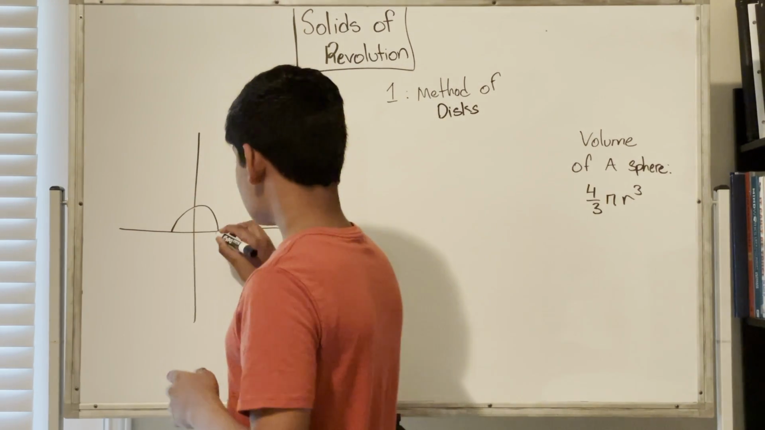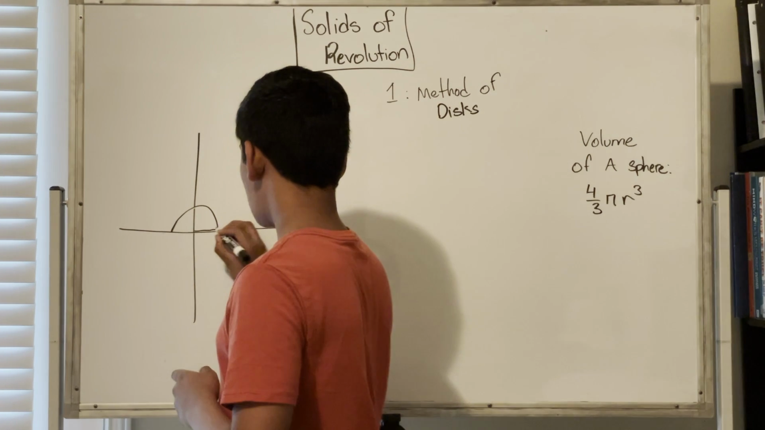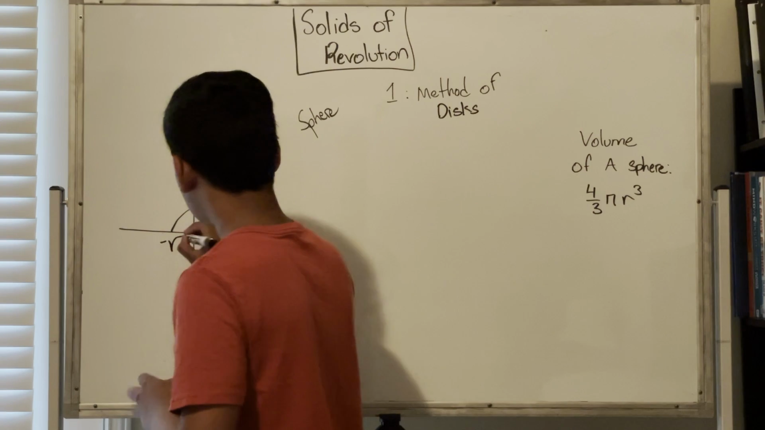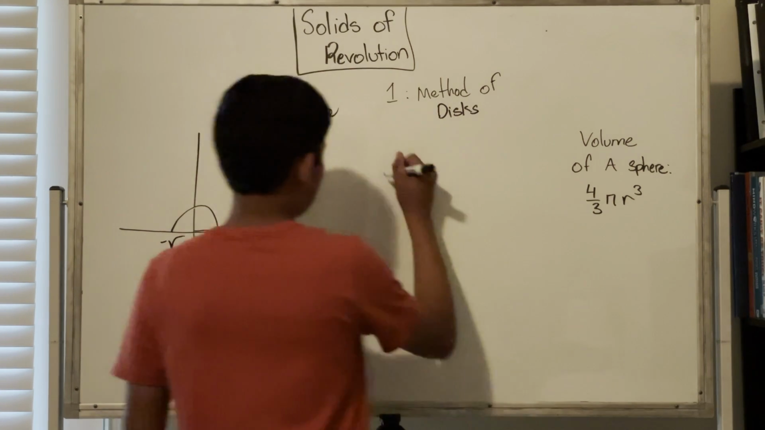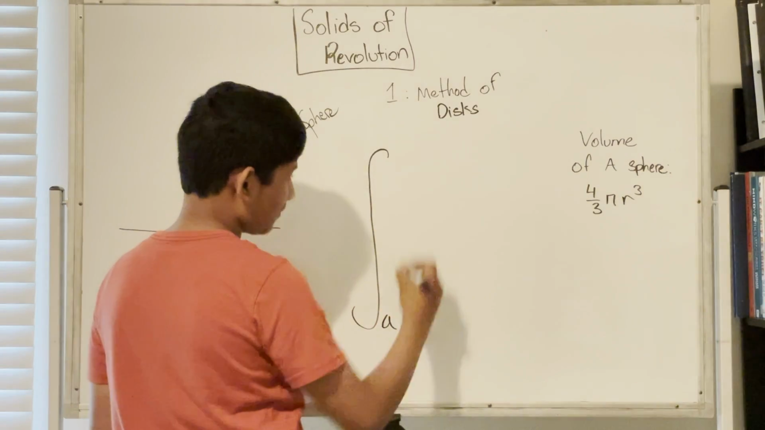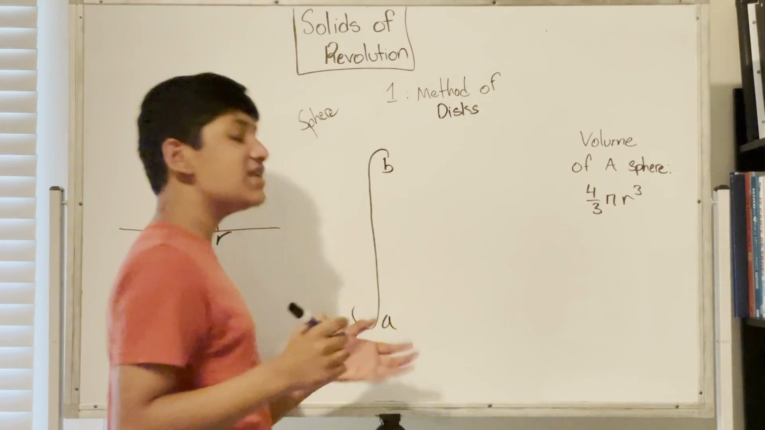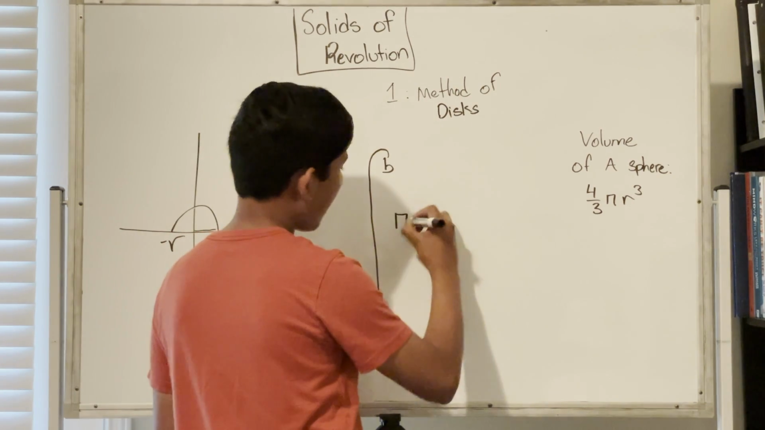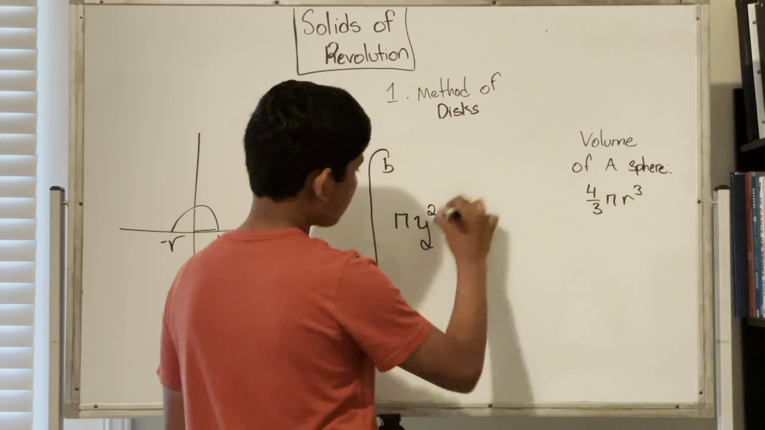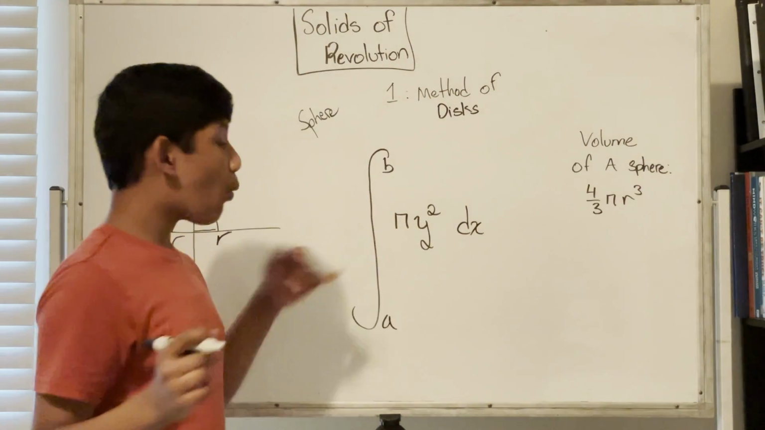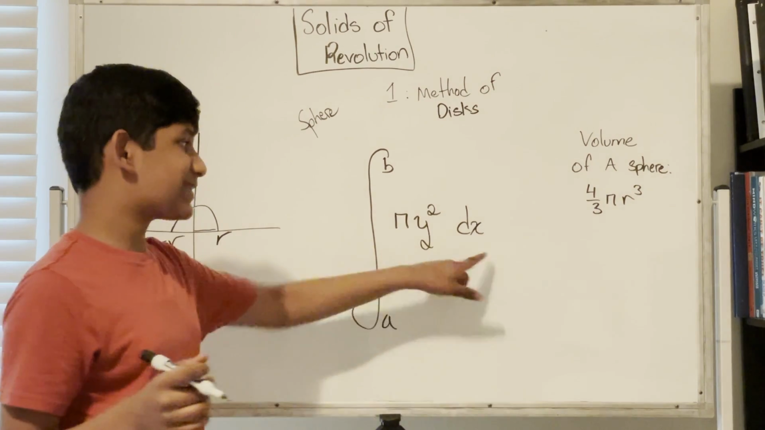So that means we're going to have the radius over here. So this is r, and this is going to be minus r. Now, let's just take the integral from a to b. We're not going to define the limits yet. And we're going to have inside pi y squared dx. Notice that we have a y variable and we're integrating with respect to x.